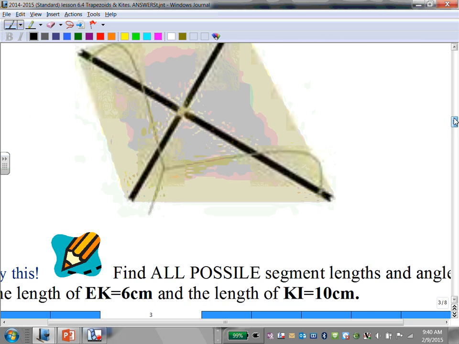See that kite? I'd like you to label everything you know to be true about that kite. Mark it up geometrically. What's equal, what's congruent, what's bisected, where's the right angle, etc. Mark everything you know to be true.